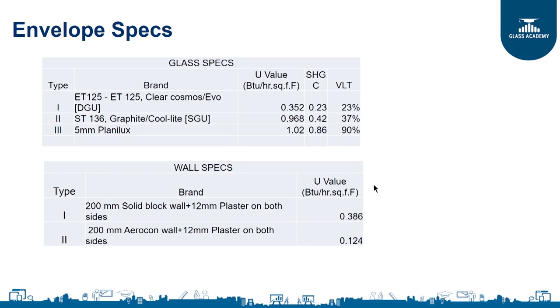So the top table is talking about the glass specs. You had different varieties of glass which have different U values, different SHGCs. We spoke about U value, we spoke about solar heat gain coefficient. The VLT is the visual light transmittance, the amount of visual light that the glass would allow inside, which means it has a direct impact on the amount of daylight that you will get inside the building, right?